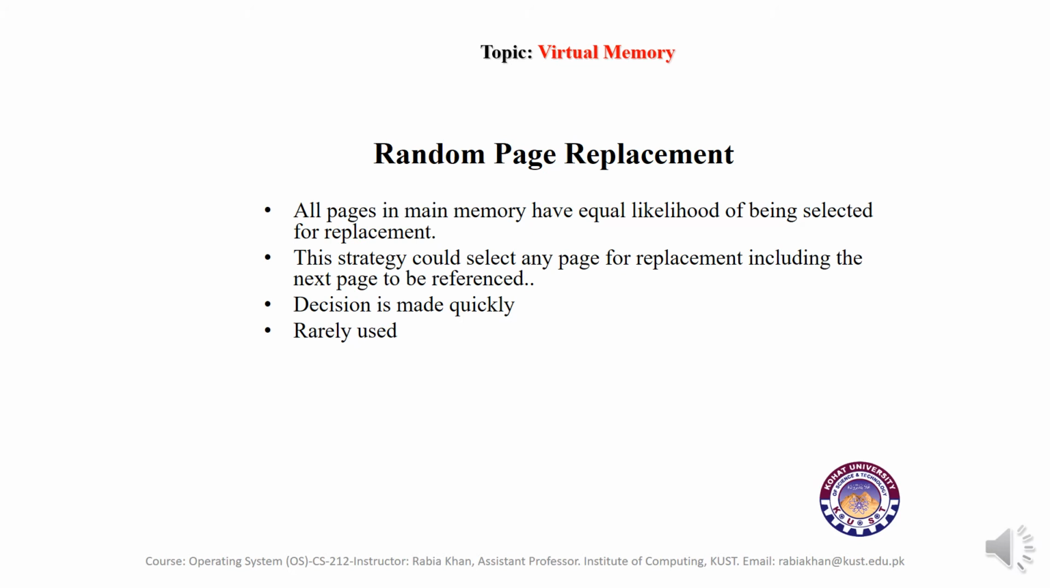Another page replacement algorithm is random page replacement, and it states that all the pages in the memory have equal likelihood of being replaced. There is no criterion for selecting a page for replacement, as any page can be replaced at random, even the one which is needed next. The decision is made very quickly here. So again, this is not considered an effective algorithm. Hence, it is used very rarely.